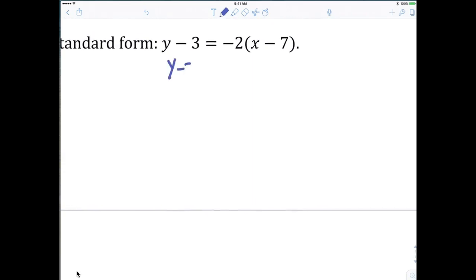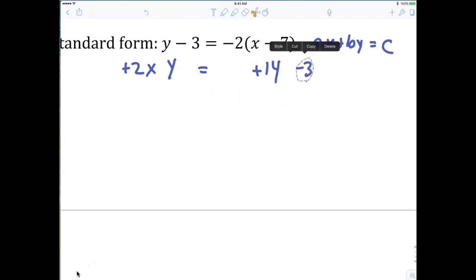All right, y minus 3 equals negative 2x plus 14. Now, let's just say I have short-term memory problems, so I'm going to write the equation down: ax plus by equals c. That means x and y on the same side, right? So here we go. My negative 2x, I'm throwing over here, and that becomes a positive 2x. Now, I'm taking my negative 3 and throwing it to the other side, which makes it a positive 3.